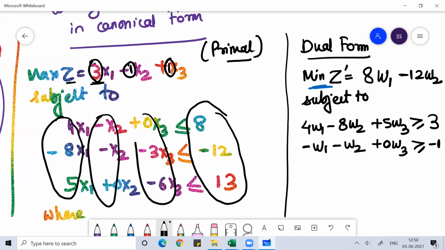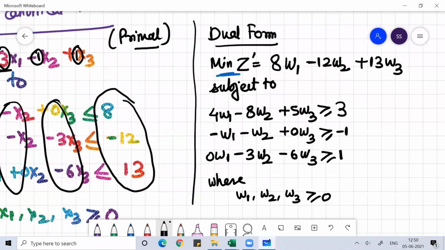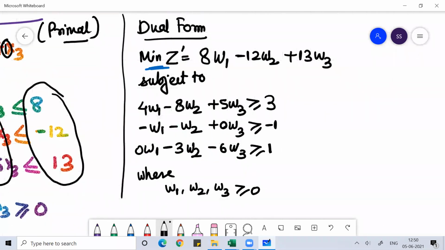Third equation will be 0w1 minus 3w2 minus 6w3 is greater than or equal to 1, okay guys, where w1, w2, w3 are greater than or equal to 0. Can you understand this? Any doubt, anyone?